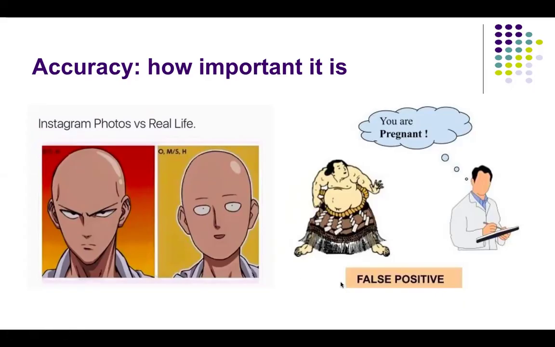But let's say the definition of pregnant is protruding stomach. Let's say that's the definition, so the diagnosis will be you're pregnant. But we know that this is a guy, and definitely the conclusion that you are pregnant is false. So that's why accuracy is very important, because the conclusion from the analysis will give you your next step.